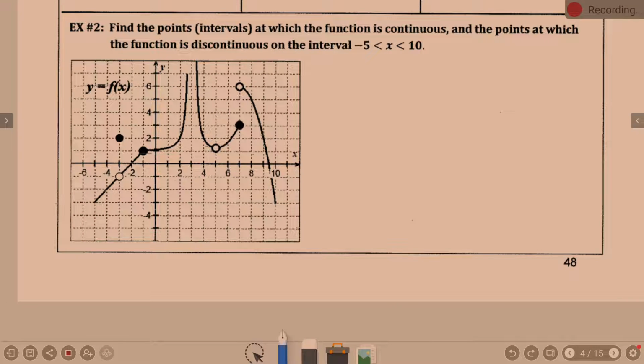At the bottom, find the points, intervals is what we're really going to be looking at, at which the function is continuous. Read that as we're going to find all intervals where the function is continuous. There's a homework question that reads really weirdly, I thought, when I was working on the homework this morning. But basically, they're looking for all intervals at which the function is continuous. And then we're going to talk about the points at which the function is discontinuous.